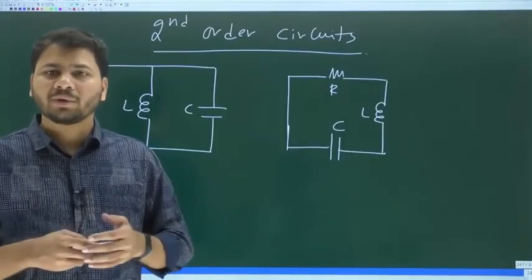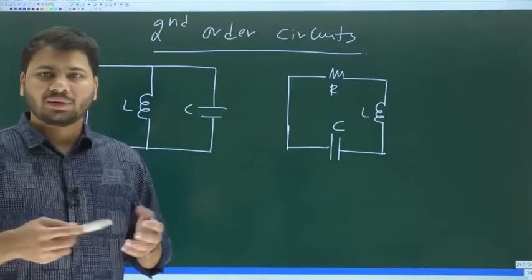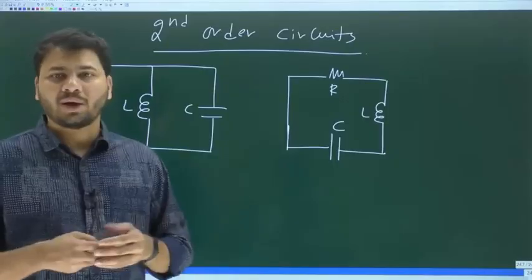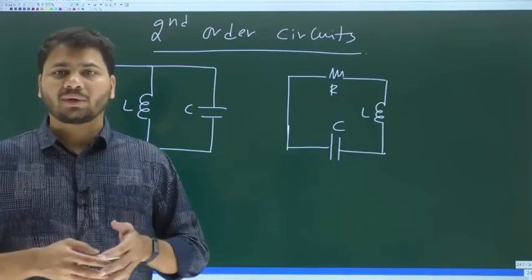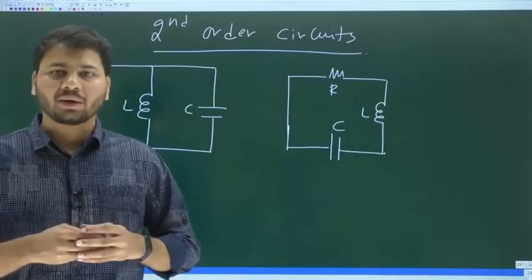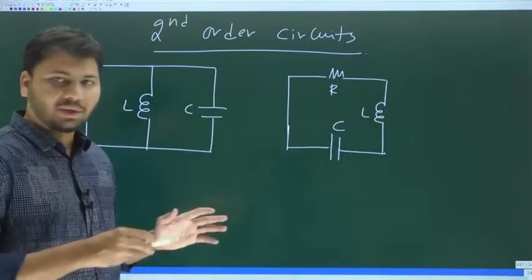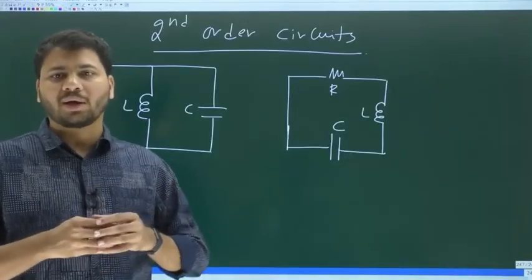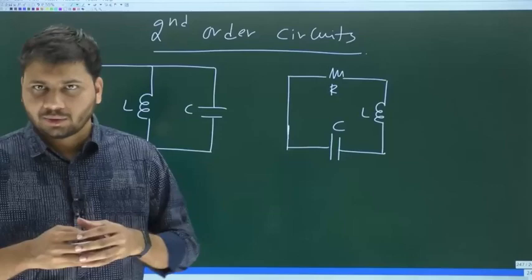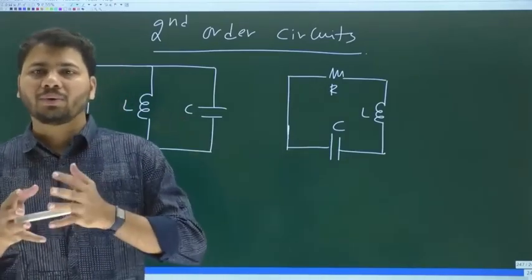But in general, the two energy storage elements can be anything. You can also have two capacitors, C1 and C2. It is also going to be a second order circuit. You can also have two inductors in the circuit, L1 and L2, which cannot be clubbed into a single inductor and so on. Then even that circuit will be a second order circuit. Yes, but we are not going to focus on second order circuits containing two capacitors or second order circuits containing two inductors.